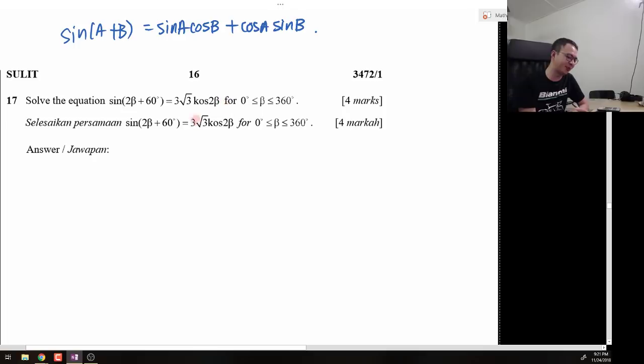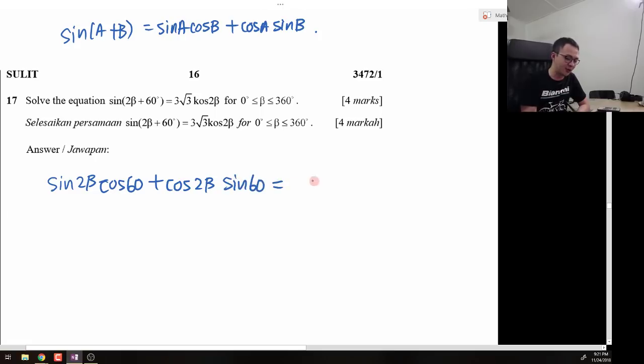Yeah, they purposely put the beta, and then cos should be C in the English version. K is in the Malay version, but it's fine, I can understand. So therefore, I have sine 2 beta cos 60 plus cos 2 beta sine 60 equals 3 square root 3 cos 2 beta. Alright, so these two are cos, right?